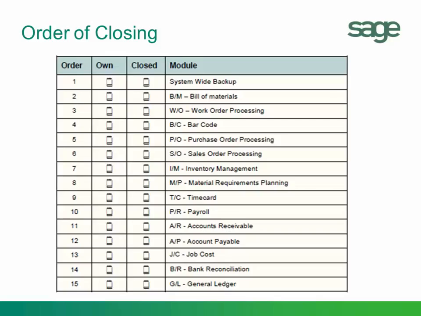Of course, if you don't have a particular module, you would ignore that. But by going in this order, it will verify that you have a very systematic, clean close. Not all of the modules listed in the order of closing chart have an actual period-end processing menu task, such as bank reconciliation, but the list reminds you to take care of tasks in those modules as well prior to closing. You'll notice the very last step is to post and close your general ledger. After you've reconciled everything and reconciled your general ledger, then you're ready to close the general ledger.